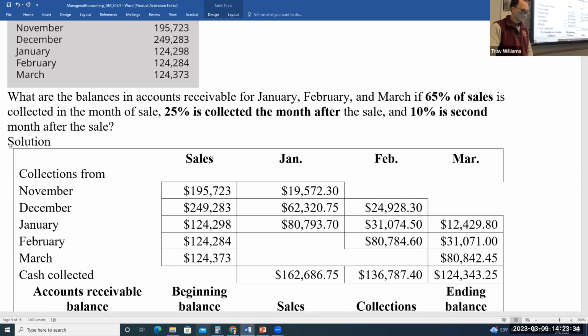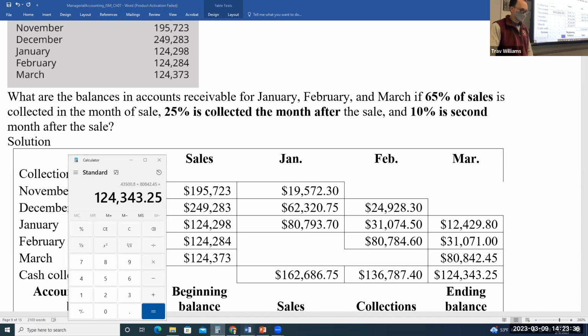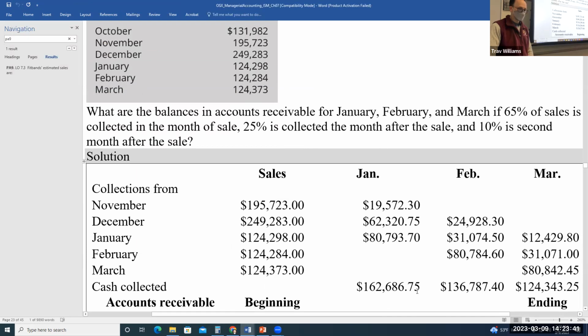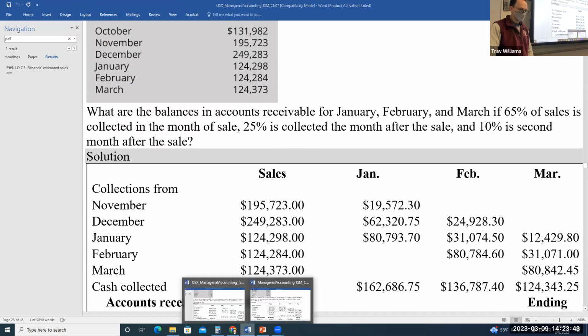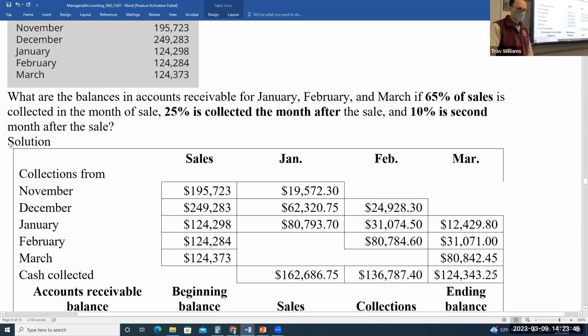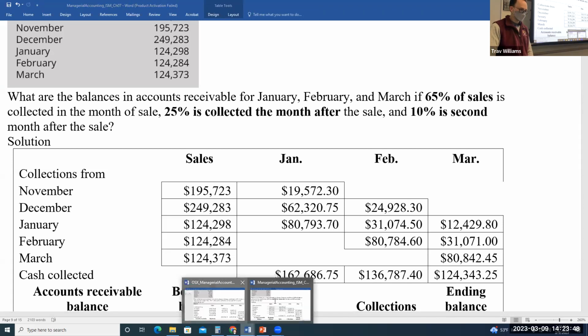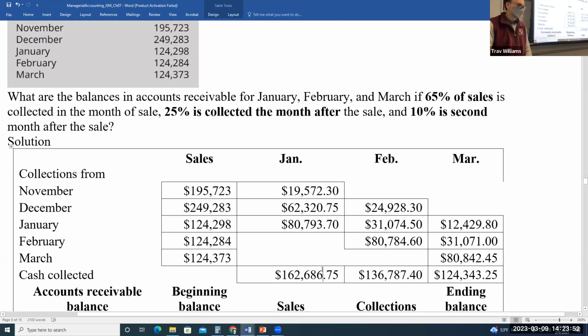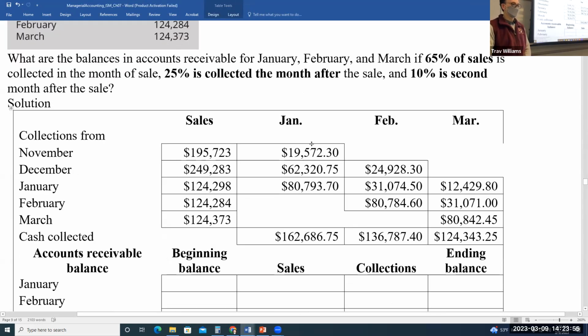Okay. So this one looks good. This one looks good. Okay, I think we got it right. So now we know for these 3 months, January, February, March, how much we can expect to collect based on our collections schedule. Any questions on that first part?